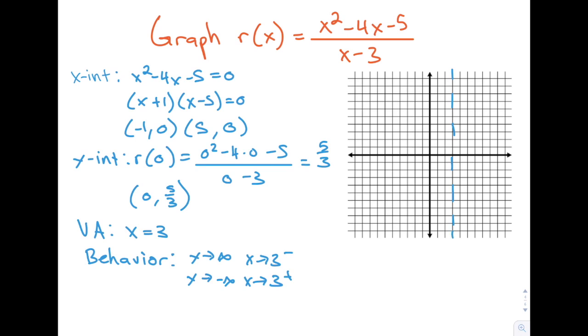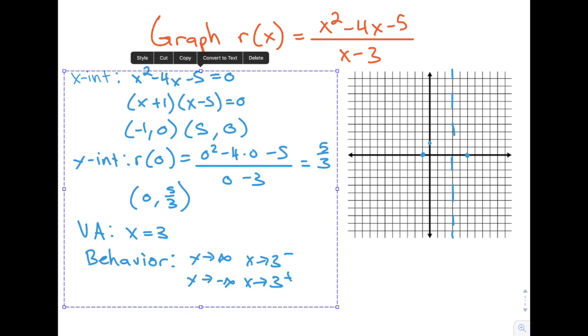We have x-intercepts at (-1, 0) and (5, 0). And we have a y-intercept at (0, 5/3), maybe right about there. And the behavior, we can kind of see from what's happening here, so that's okay. So I'll clear this out now.